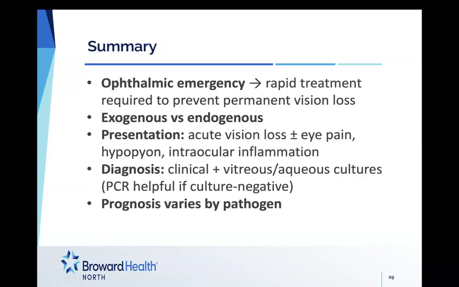So in summary, endophthalmitis is an ophthalmic emergency. So rapid treatment is required to prevent permanent vision loss. You have two mechanisms by which the infection occurs. So it's either exogenous or endogenous. And the presentation involves acute vision loss, plus or minus eye pain, the hypopyon, which is that white structure we saw in front of the iris, and then intraocular inflammation on fundoscopy. The diagnosis is clinical, and you're going to take aqueous and vitreous cultures and use PCR if the cultures come back negative.